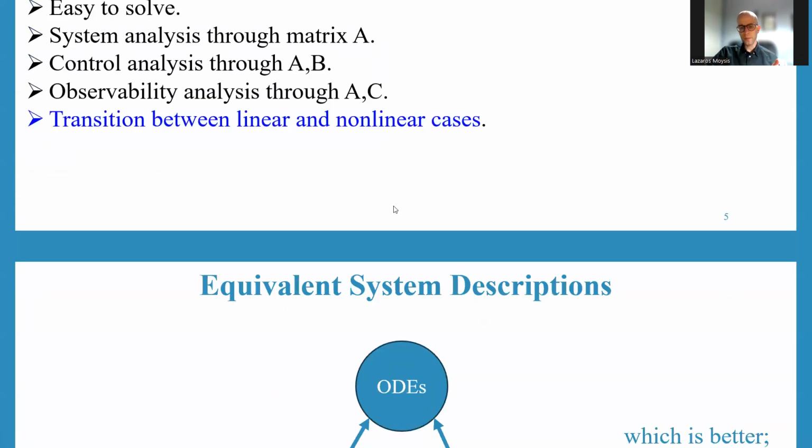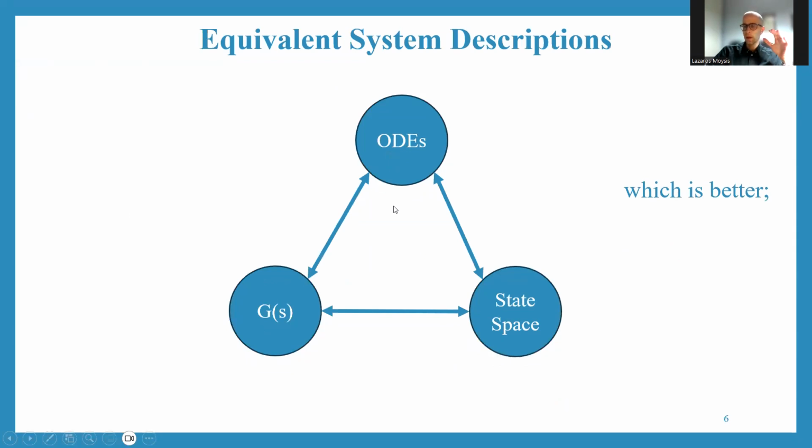Now, by adding this form of description for our system, we have a triad of different descriptions, which are actually equivalent. We have ODEs, differential equations, we have the transfer function, and we have the state space description. And the good thing is that these descriptions are equivalent, so you can go back and forth from one to the other. And of course, this raises the question, which is better?